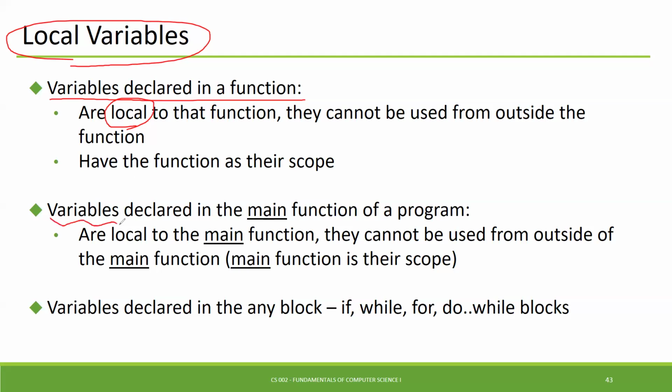So variables can be declared in the main function. Then we say that they are local to the main. It means that the variable can be used only in the main. Also variables can be declared in any block: if block, while block, for, do while, and switch block as well. They are all local variables. I'll show you an example.